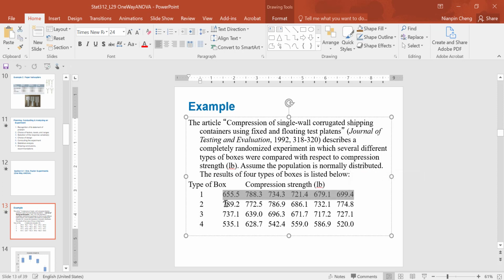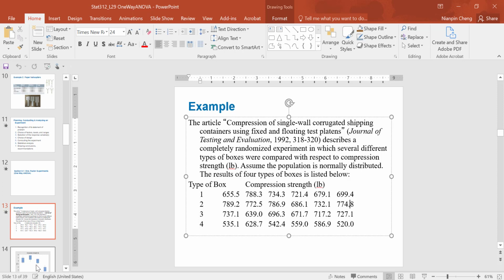So in total, we will have how many data points? That's how many trials you have. That's 4 multiplied by 6, 24. So how many treatments here? It's 4 levels, so just 4 treatments.